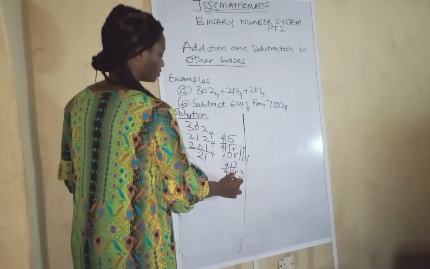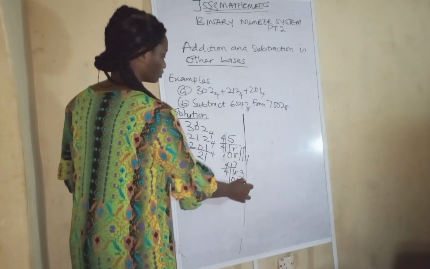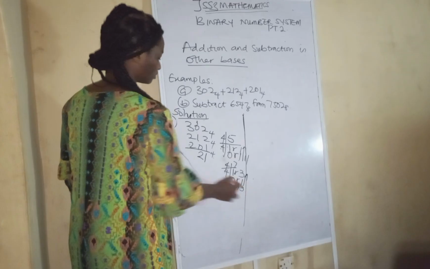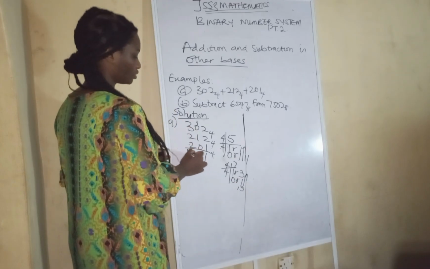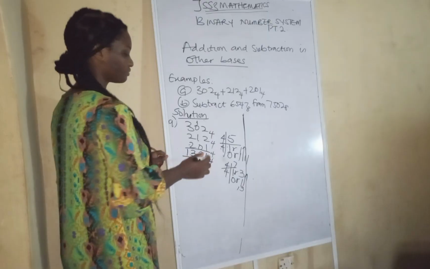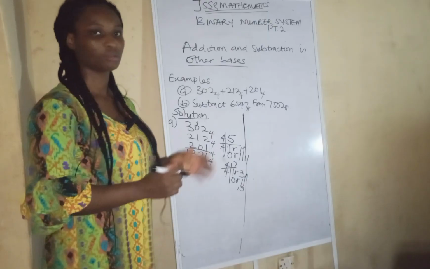1 divided by 4 is 0, remainder 1. So we are left with 13. Because we have no other number here, are you seeing it now? So just leave it that way. So this is our final answer, 1321 base 4.